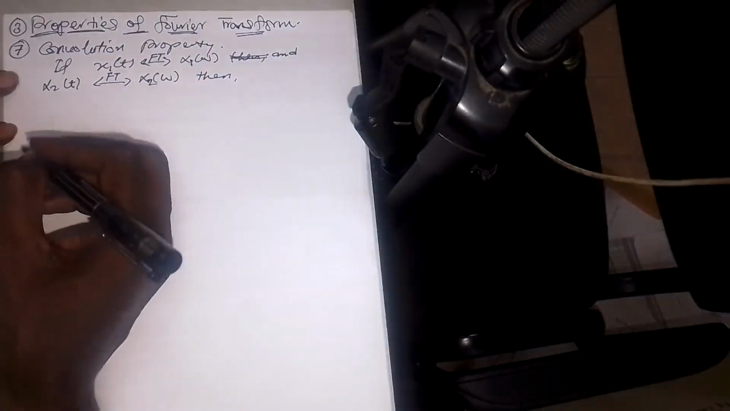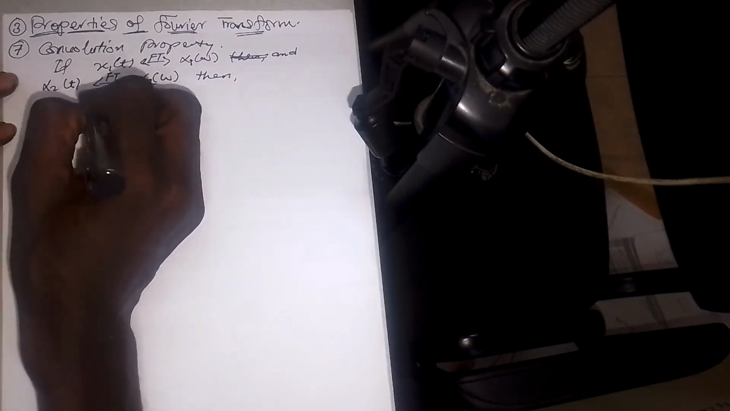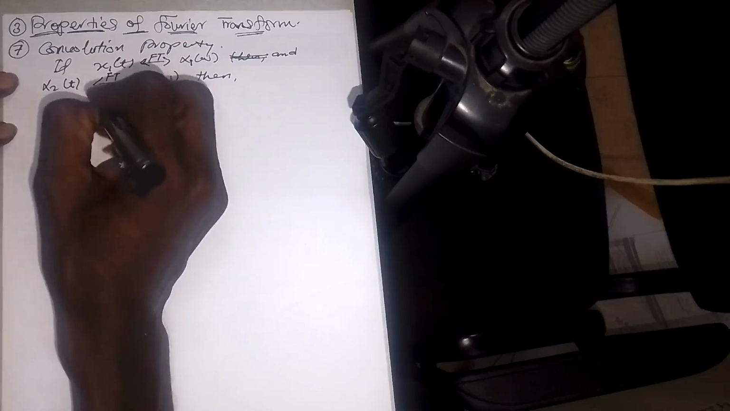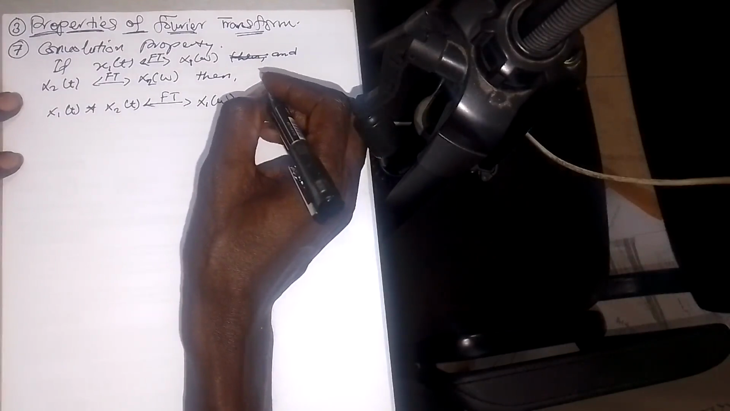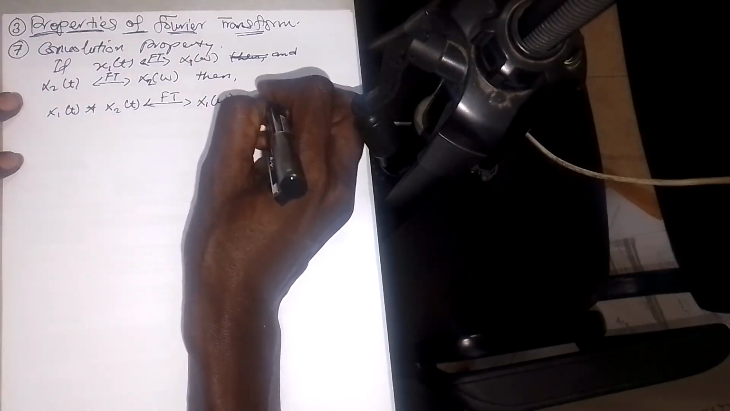Then, in the case whereby we do the convolution, x1 of t convoluted with x2 of t will give us a Fourier transform of x1 of omega multiplied by x2 of omega.